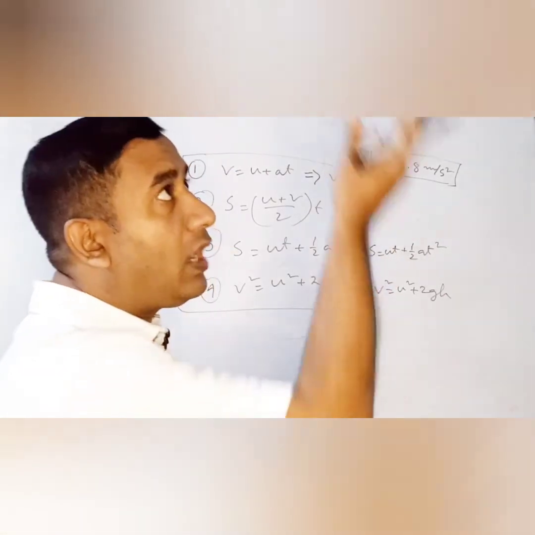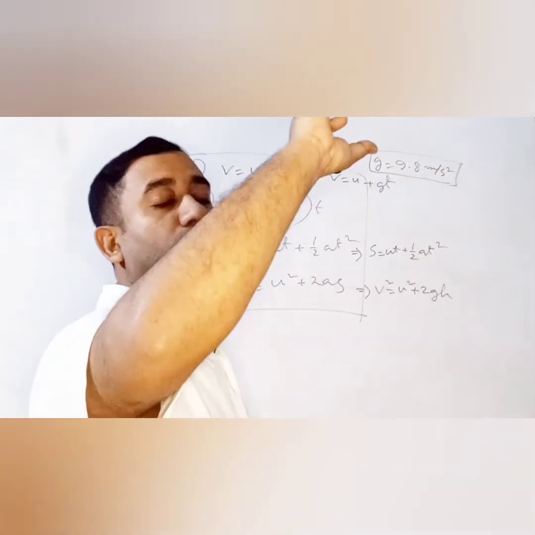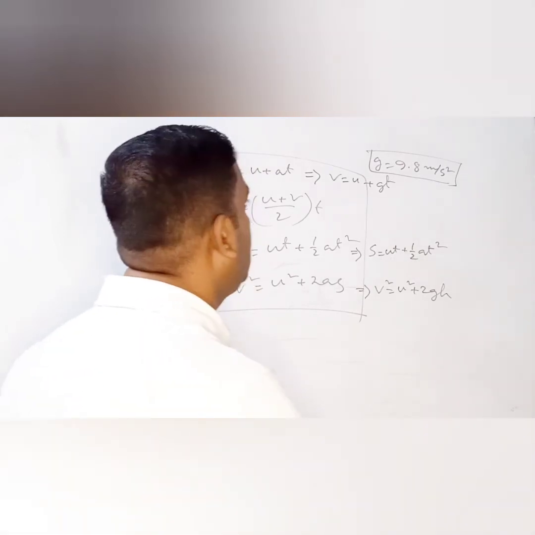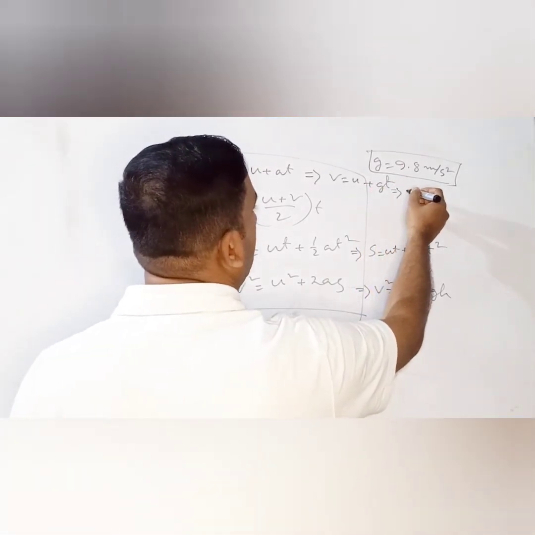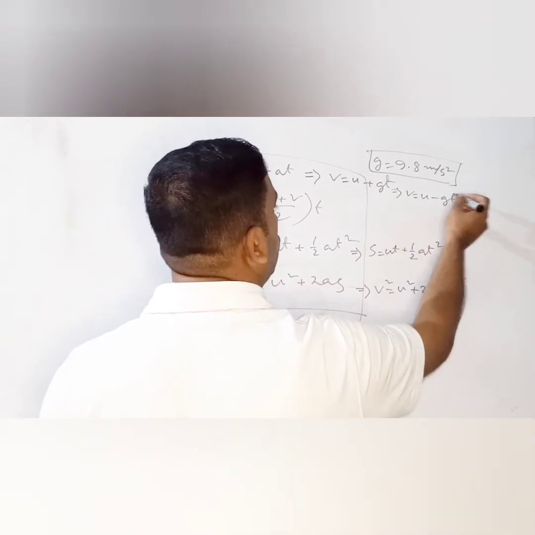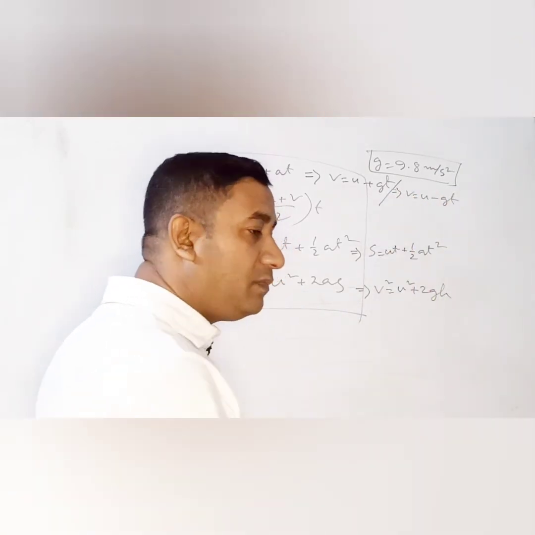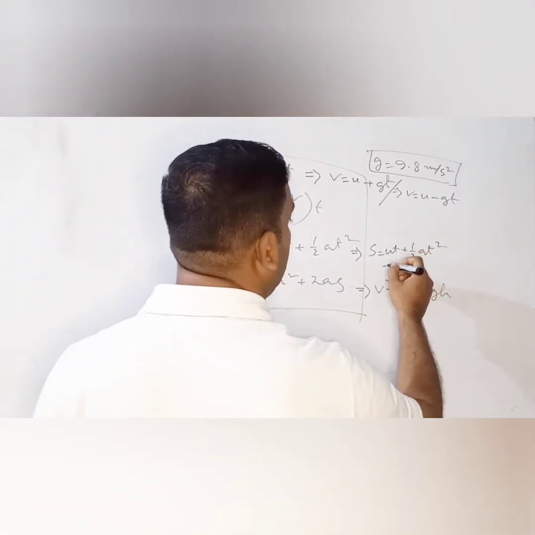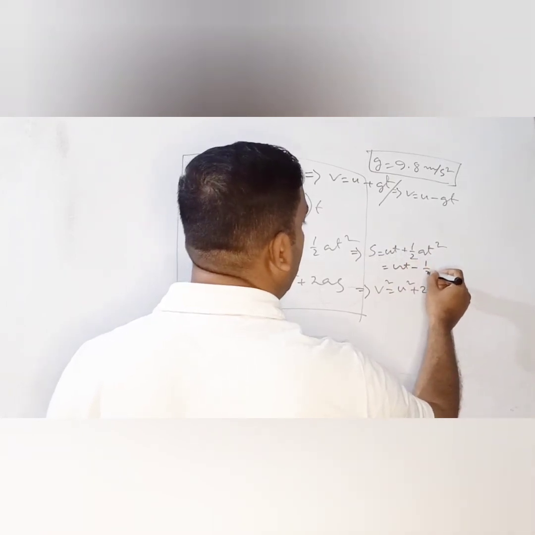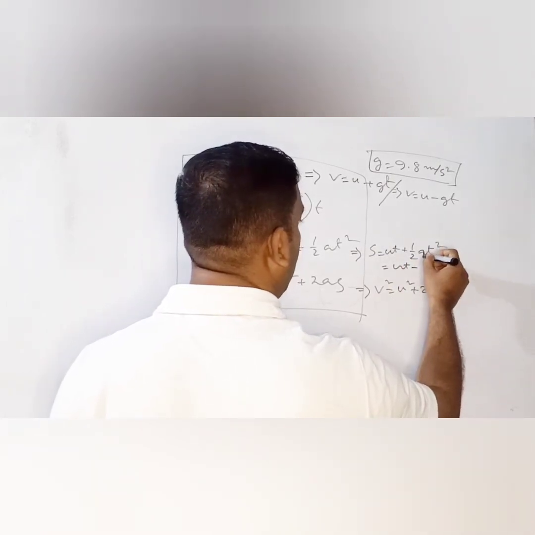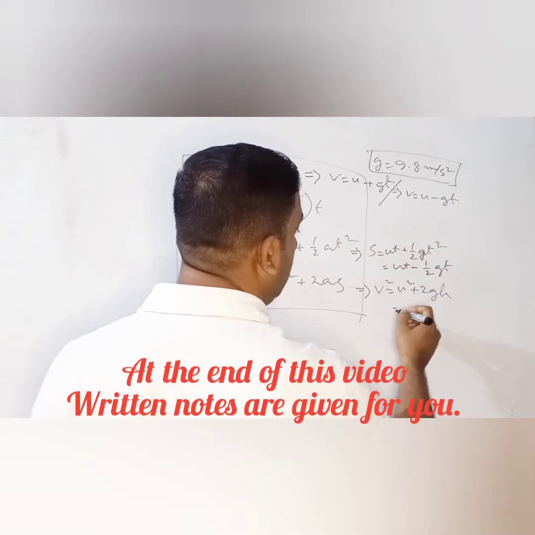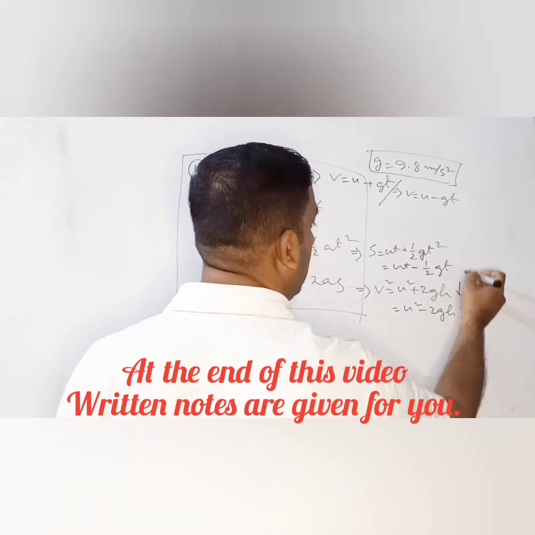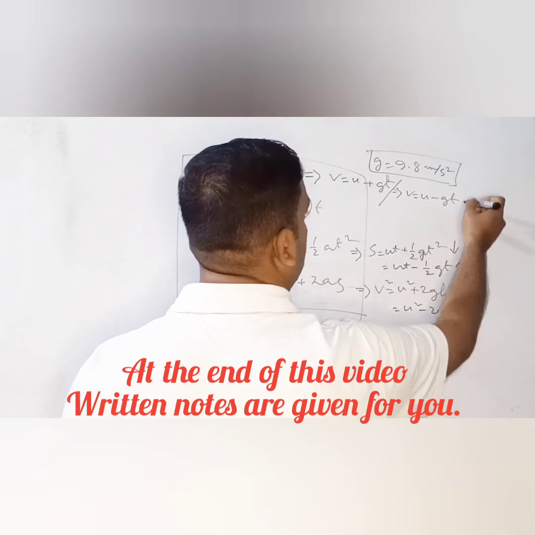But if you throw a ball upward, throw something upward, then it will act against the acceleration due to gravity. Then this value will be v equals to u minus gt. u minus gt. Why is it minus? Because it is acting against the acceleration due to gravity, and it will be ut minus half of gt square. And it will be v square equals to u square minus 2gh. Go upward, downward.